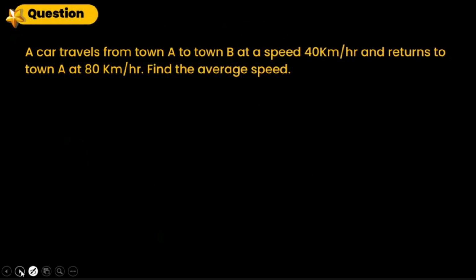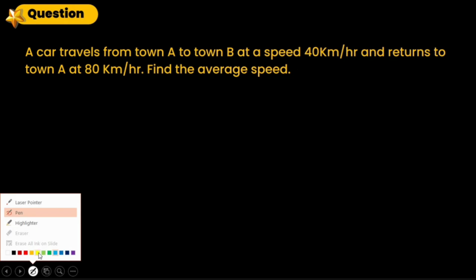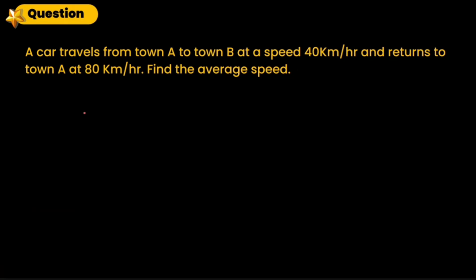Let's understand it in a better way by doing a problem. So suppose the question says a car travels from town A to town B at 40 kilometers per hour. So I'm assuming this is town A and the car went to town B.